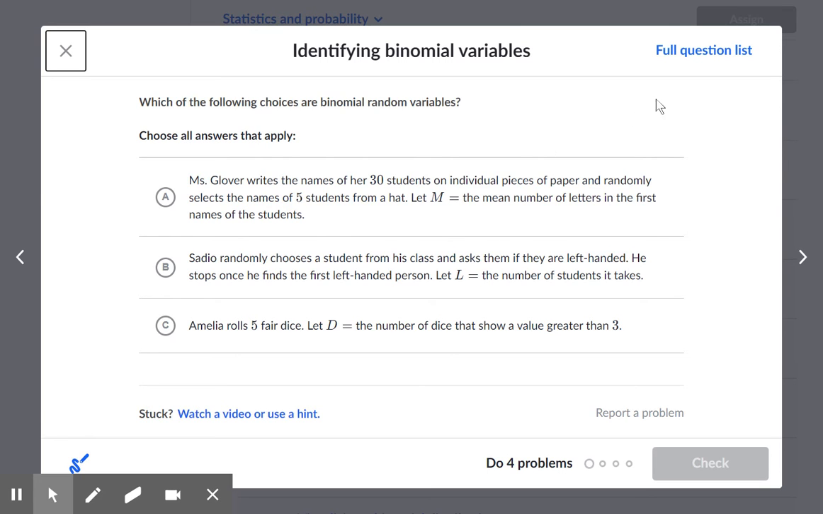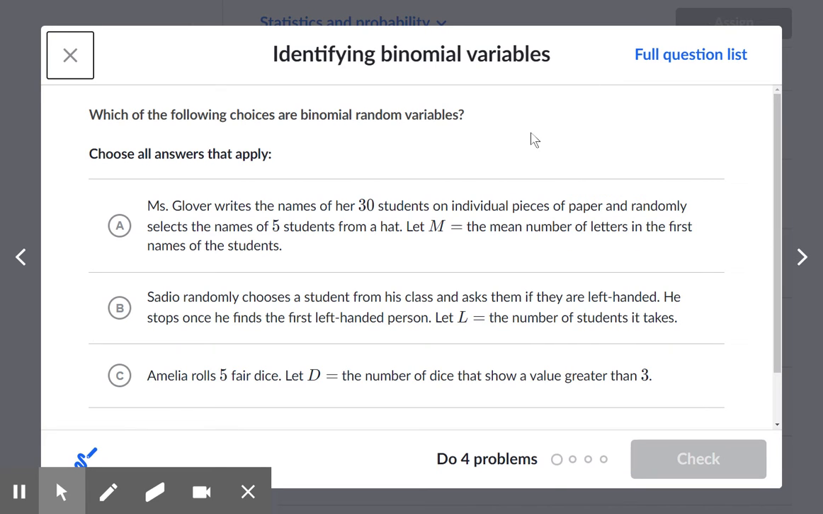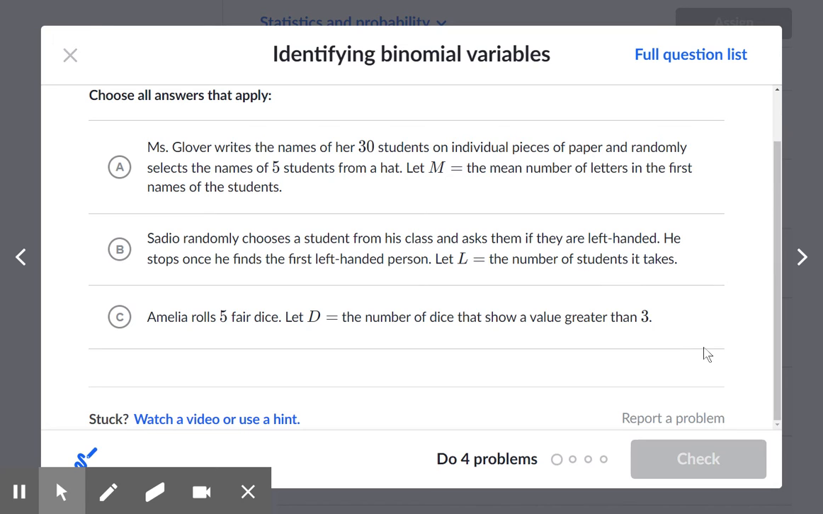So, with that said, let's dive in. Let's go into this question. Which of the following are binomial random variables? If you look at the very first one, Miss Glover writes the names of her 30 students on individual pieces of paper and randomly selects the names of 5 students from a hat. Let M equal the mean number of letters in the first names of the students.